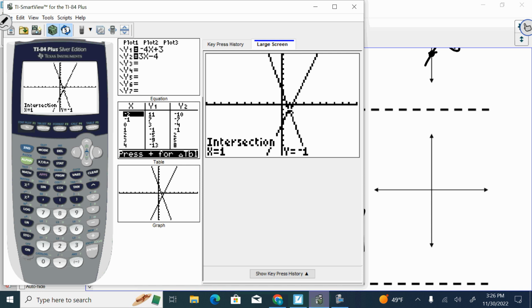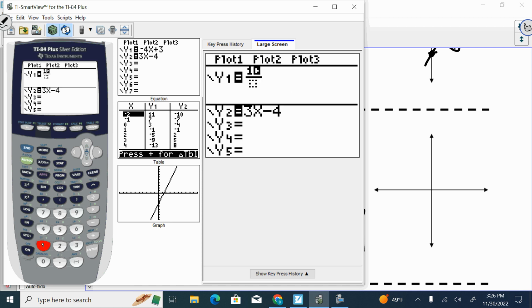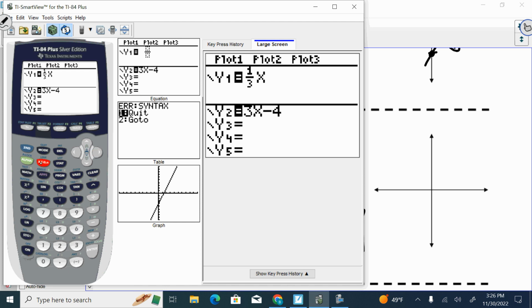Alright, so if you want to see what a sketch of that would look like, we go to y equals, type that first equation in y1. So I've got 1/3 x minus 2.